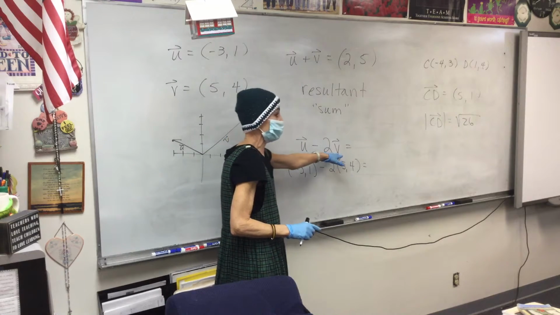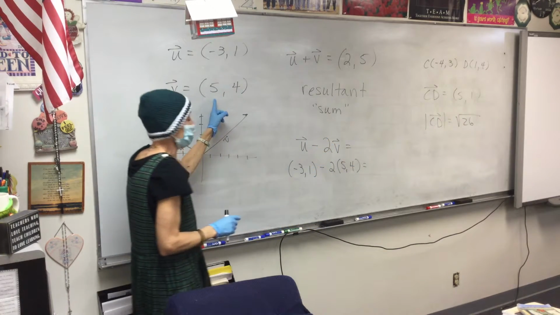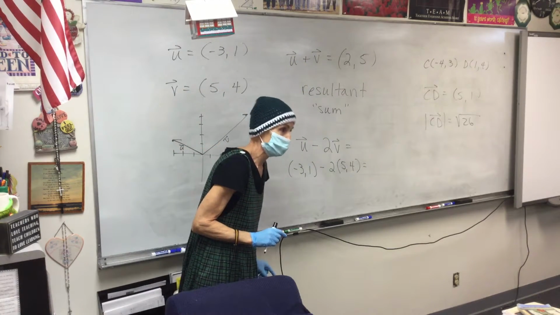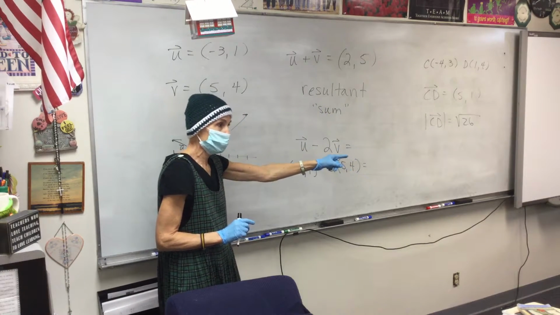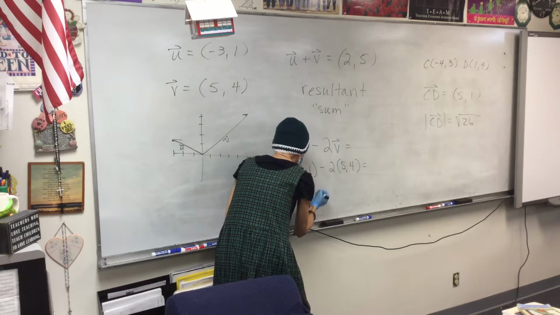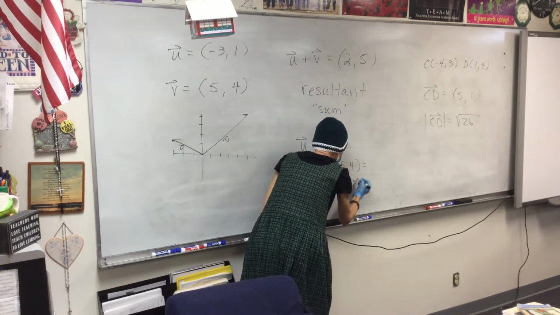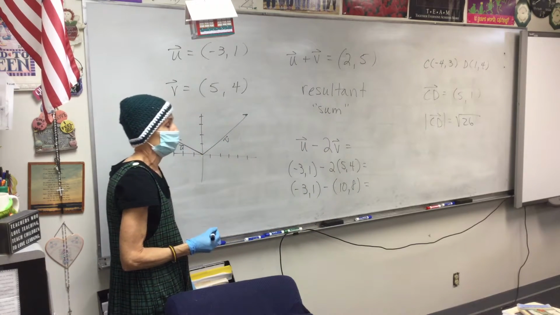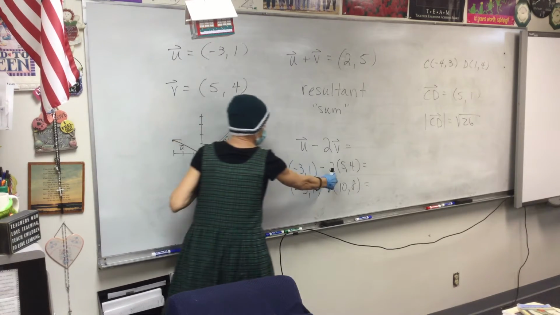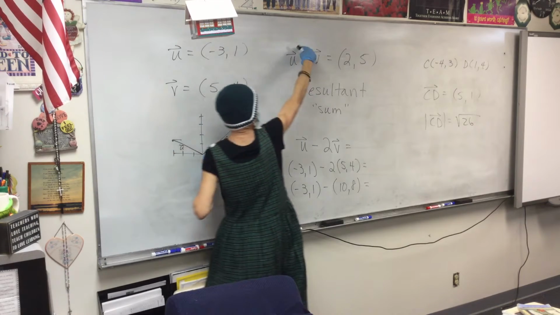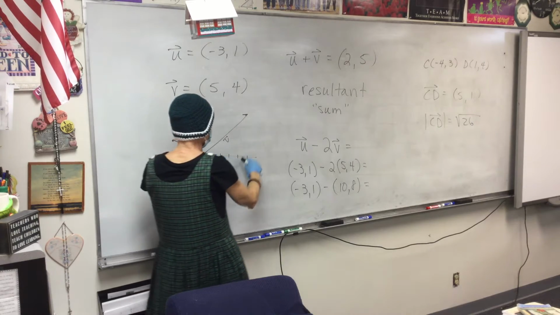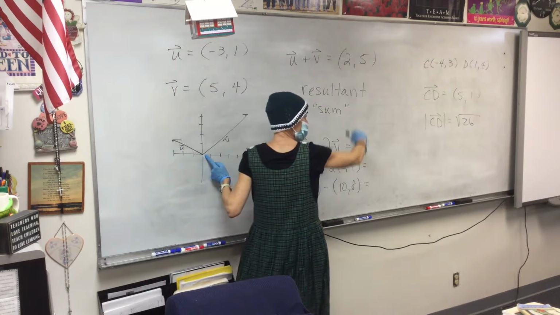Think about it for a minute. V is the vector that goes right 5 and up 4. What would 2V do? Go right 10 and up 8? Doesn't that make sense? So we have negative 3, 1 minus 10, 8. All that 2 does, here's vector V right here. What does that 2 do to it? Double it. Makes it twice as long. So instead of going over 5 up 4, it's going to go over 10 up 8.